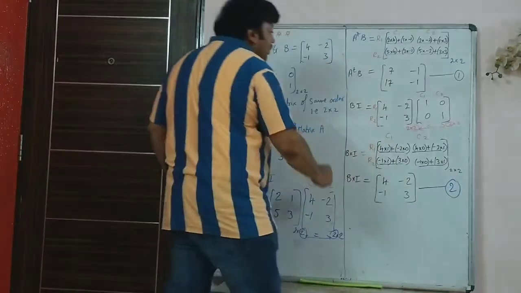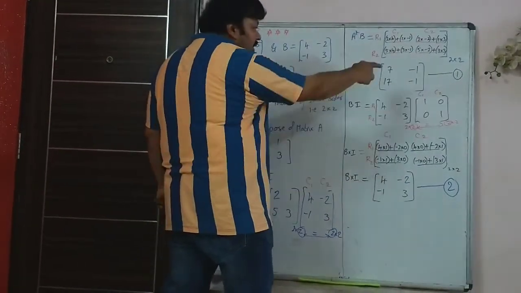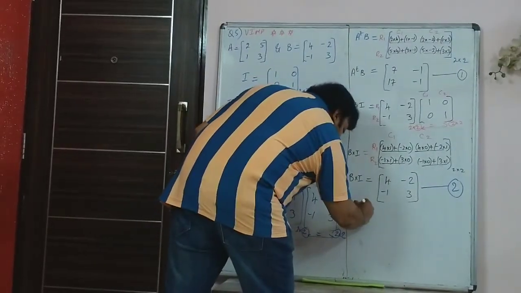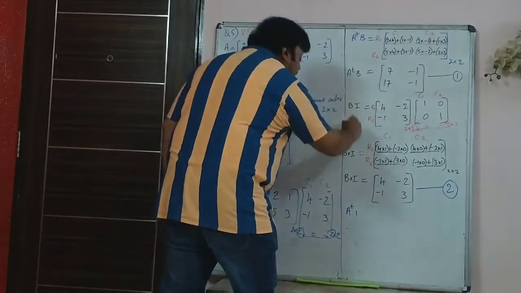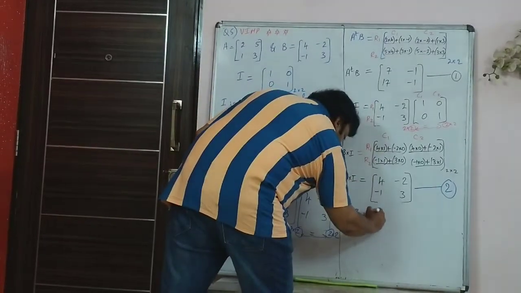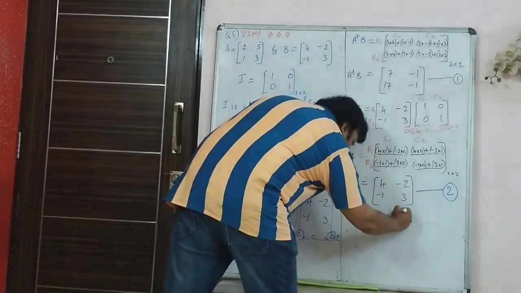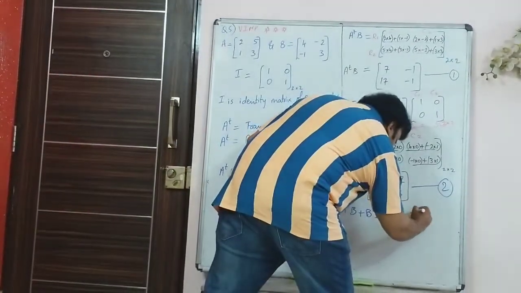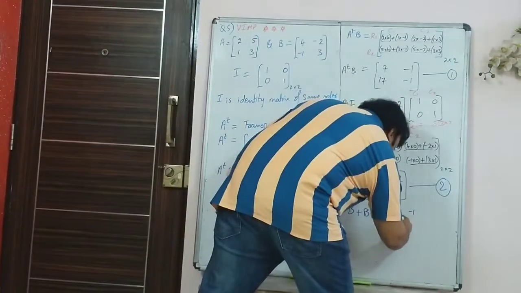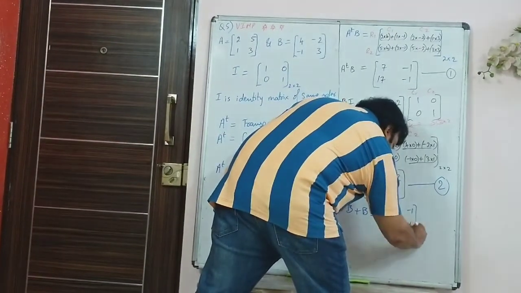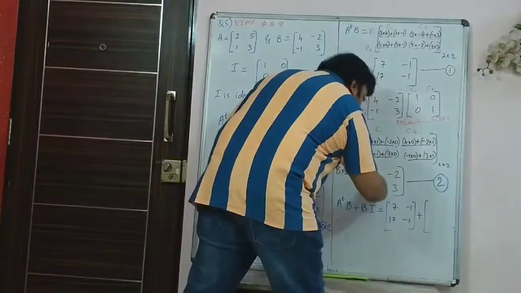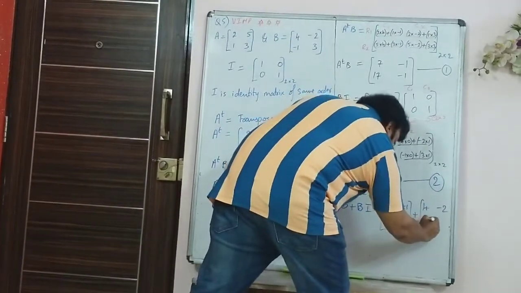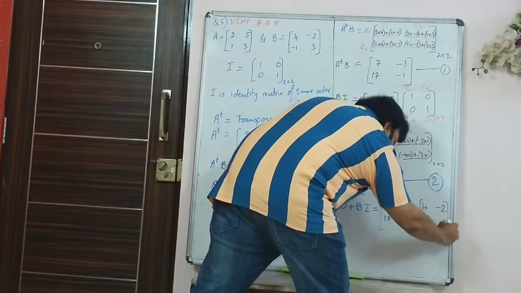So now you are asked AT plus BI. So we have to add equation 1 and 2. So A raised to T in ATB plus BI you will write it is that matrix 7 minus 1, 17 minus 1 plus 4 minus 2 minus 1 and 3.